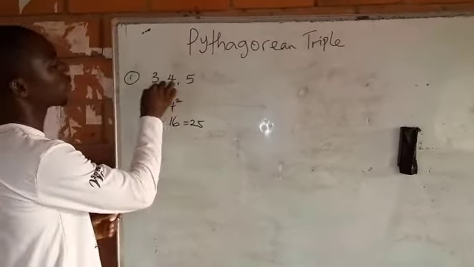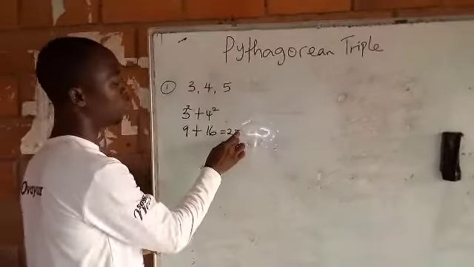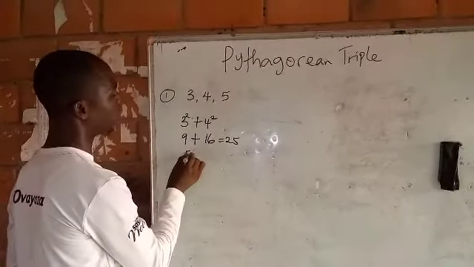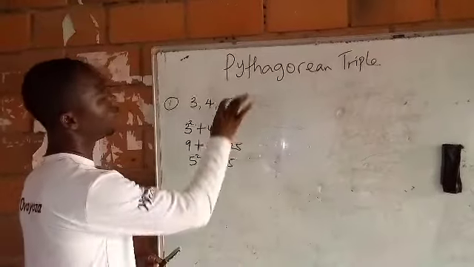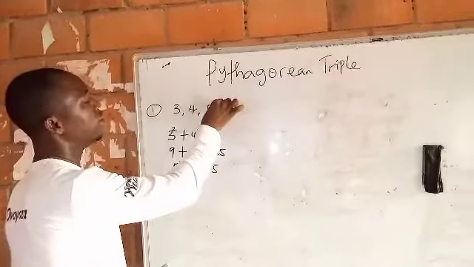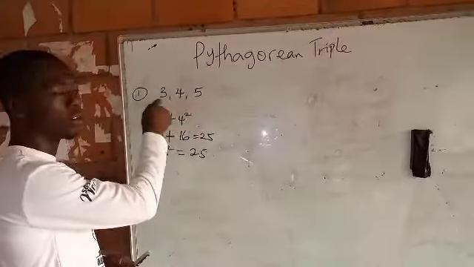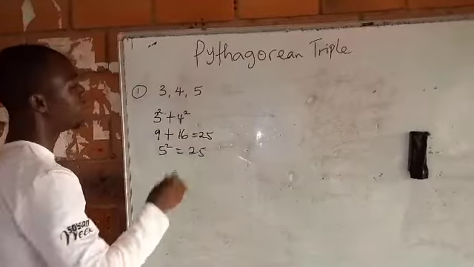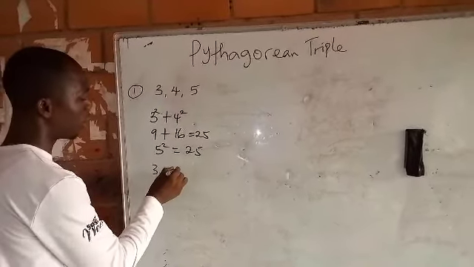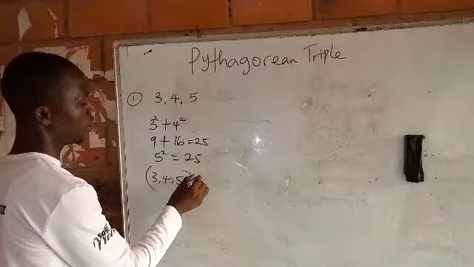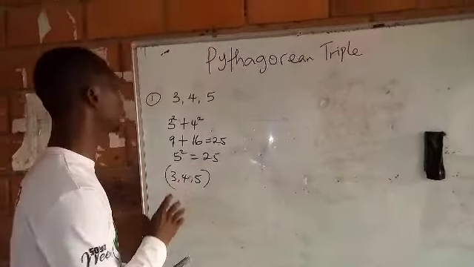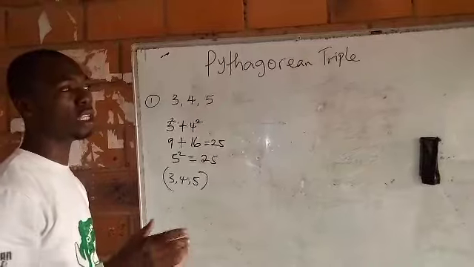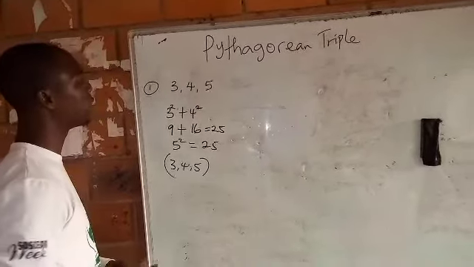So the sum of the squares of these two numbers is 25. Now, 5 squared is also 25. So we can see that the square of the largest one is the same thing as the sum of the squares of the smaller ones. So that means 3, 4, and 5 forms a Pythagorean triple. This is how to detect if a given set of 3 numbers is a Pythagorean triple.